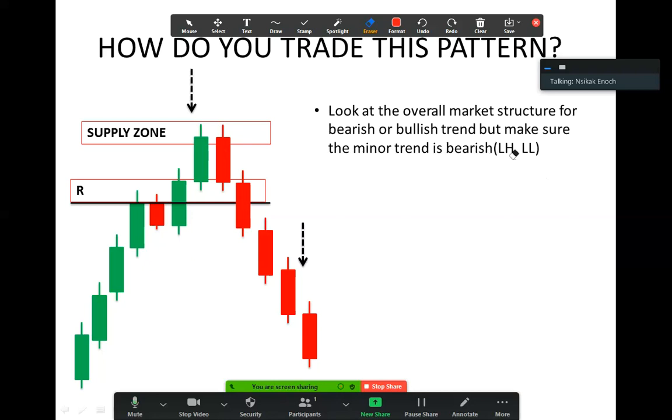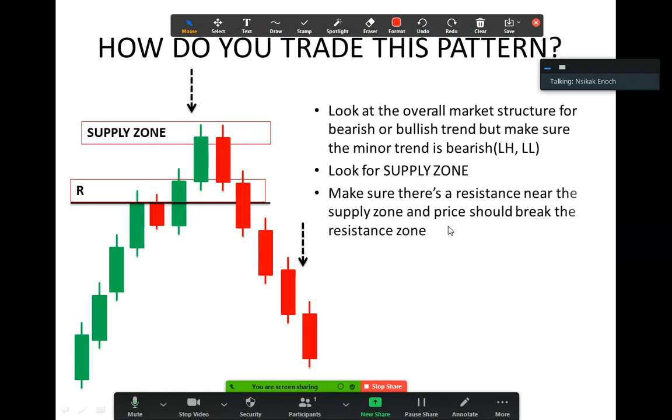When the market trend is bearish, it's forming lower highs and lower lows to the downside. So that is rule number one. The second rule is to look for a supply zone. I will show you how to identify a supply zone on the chart. Then make sure that there's a resistance near the supply zone and the price should break the resistance zone. The price here has broken the resistance zone and then reached the supply zone.